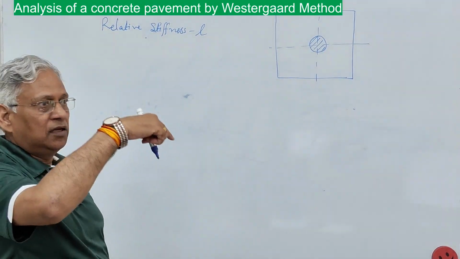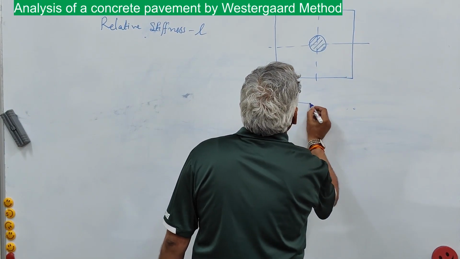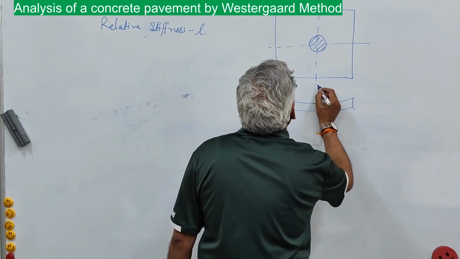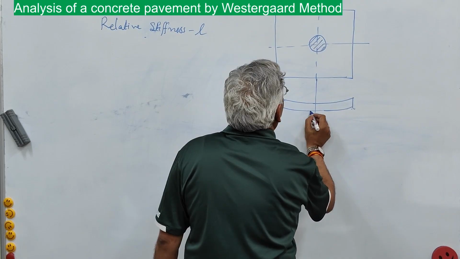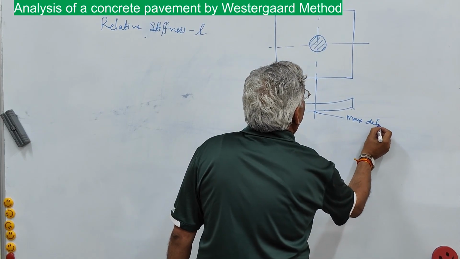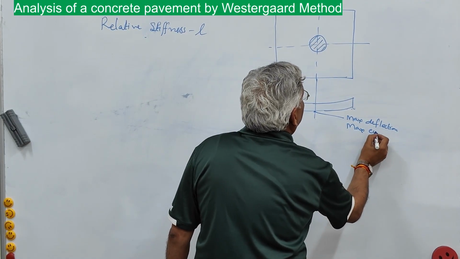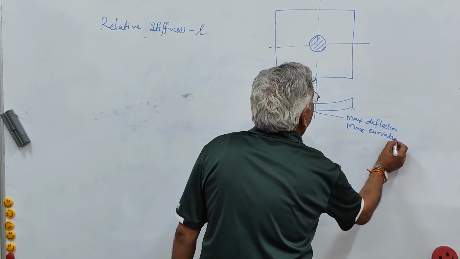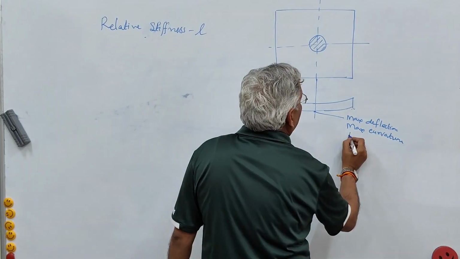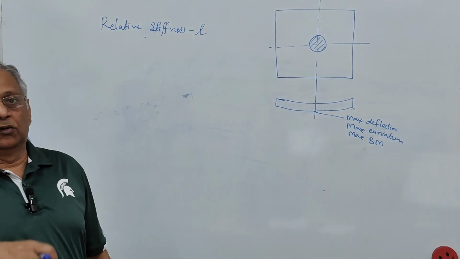If you apply a load here and look at the deflection profile of this slab, it will be like this in the elevation. Here, at this point, you get the maximum deflection, maximum curvature, radius of curvature of the slab just below the load, and maximum bending moment will also occur at this point. Maximum bending moment will occur below the load.